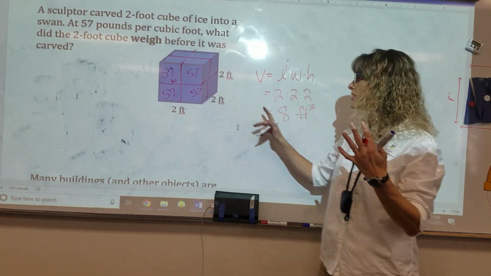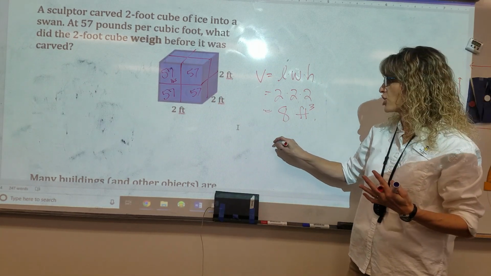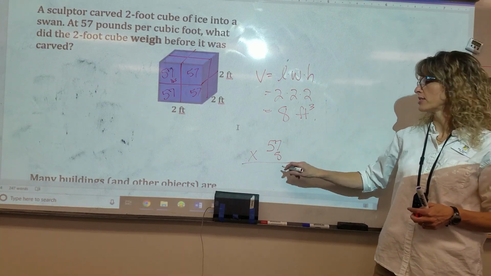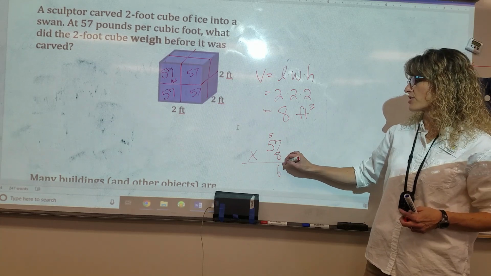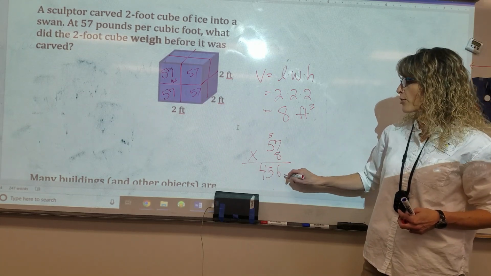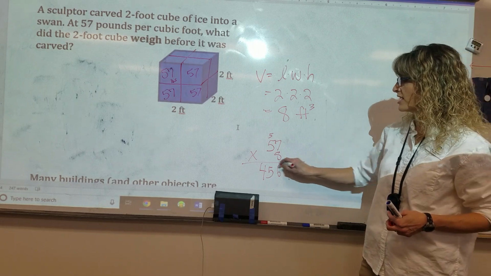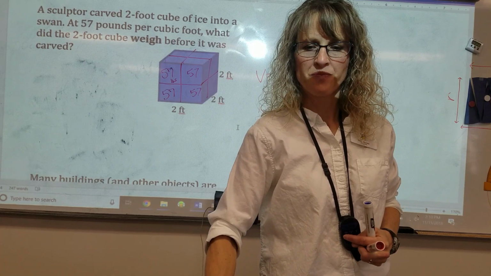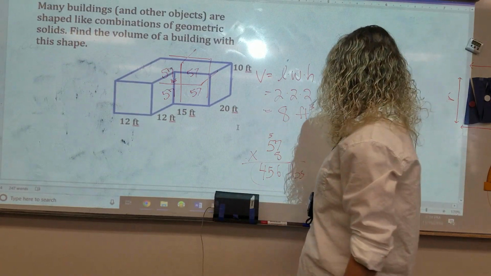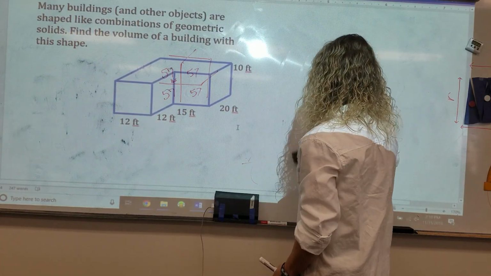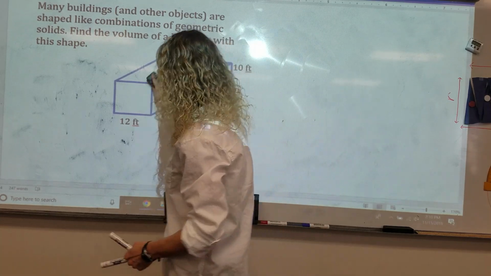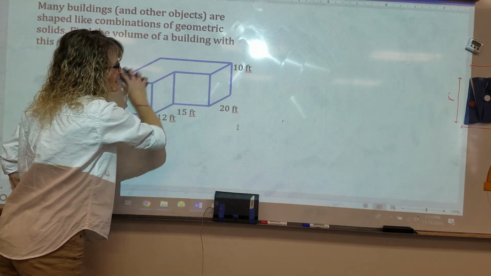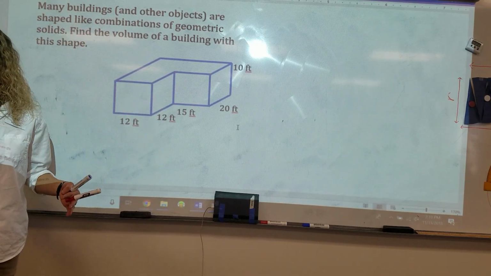I have a total of 8 cubes, right? Each cube weighs 57 pounds. Let's multiply that. 8 times 7, 56. 8 times 5 is 40, plus the 5 is 45. 456 pounds in that whole cube. So you see how this has really relevant applications. What if we have an odd-shaped building where we can find the area of that odd-shaped base and multiply it by the height to find our volume?